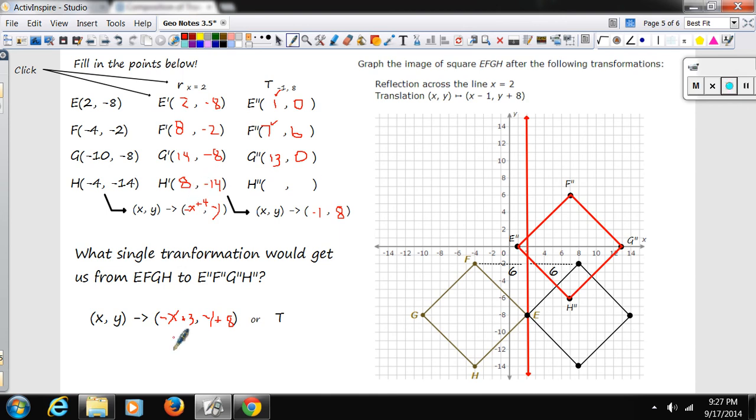Alright, and the last one, we'll apply negative x plus 3. So the opposite of x would be a 4. Plus 3 would be a 7. And then we're going to take the y value and add 8. So I'm thinking negative 6. So 7, negative 6. Boom, there it is, H double prime.